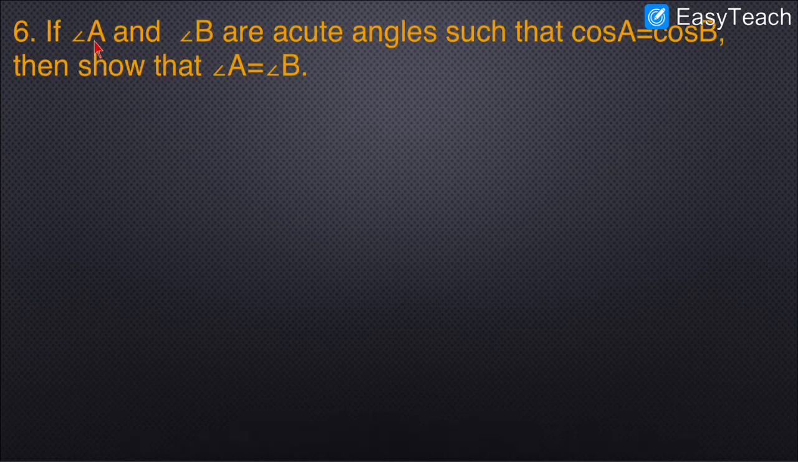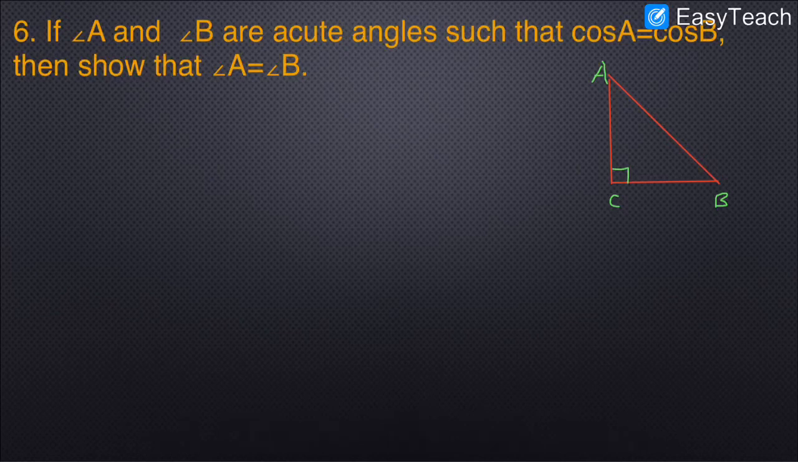If angle A and angle B are acute angles such that cos A equals cos B, then show that angle A equals angle B. Actually, one figure is given in your book. This is the figure. Let's see what is mentioned here. Angle A and angle B, these two angles are acute angles. So what are acute angles? The angles less than 90 degrees are called acute angles.